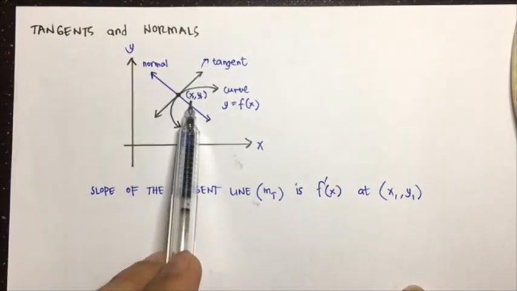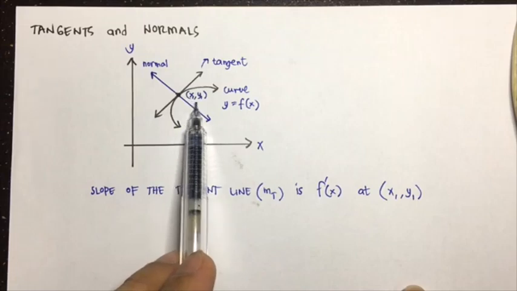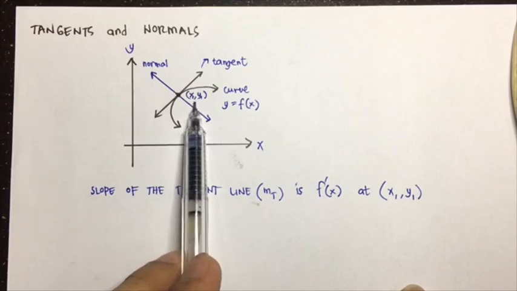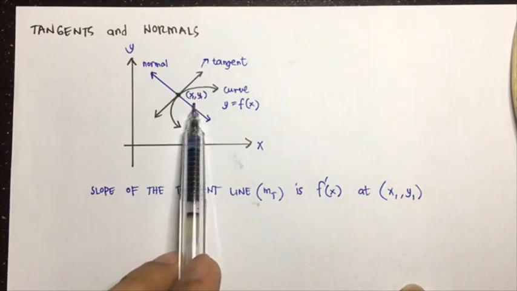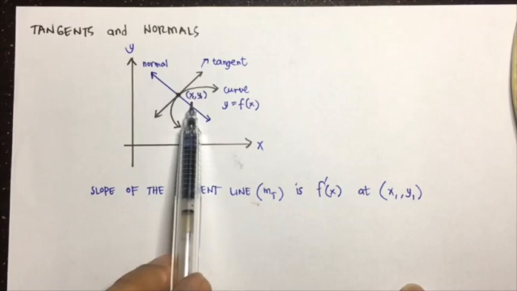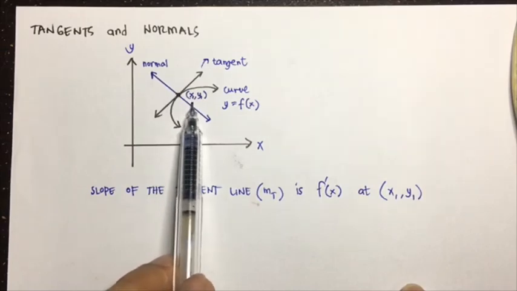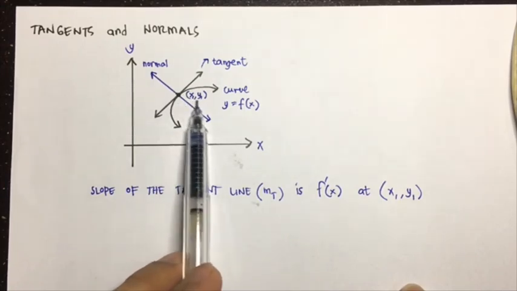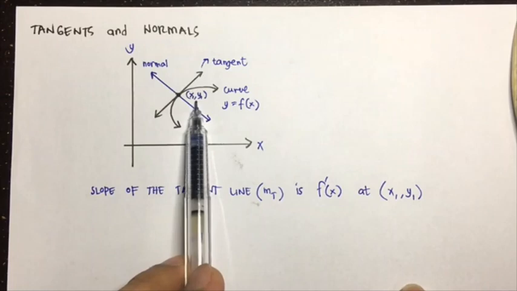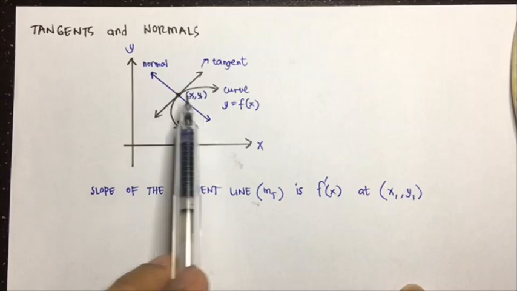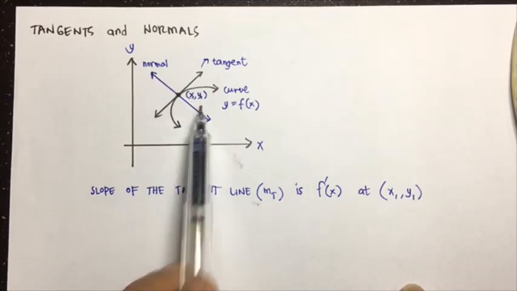The points x1, y1 are usually given in the problem, but if they're not given, then usually the problem will give hints, and it may require us to solve first for the point of tangency. Given the conditions of the problem, we can also solve for the point of tangency.